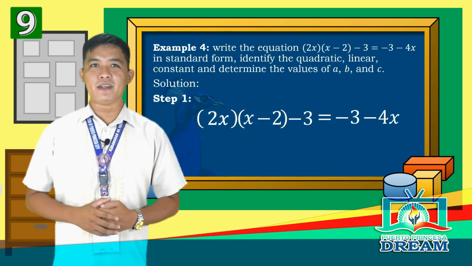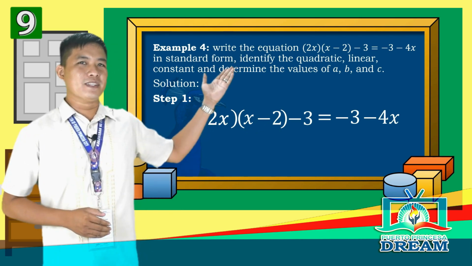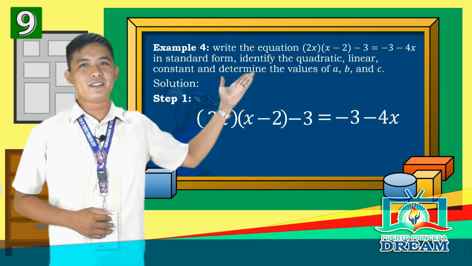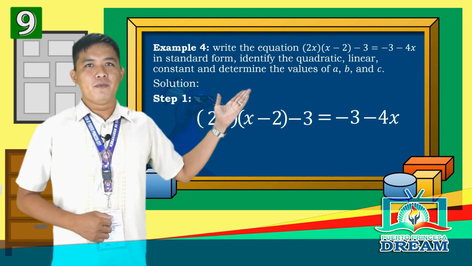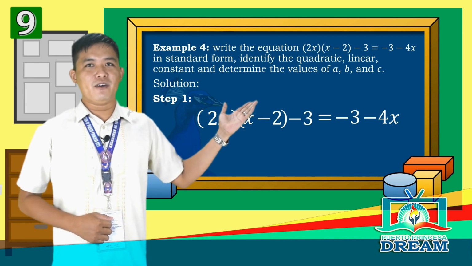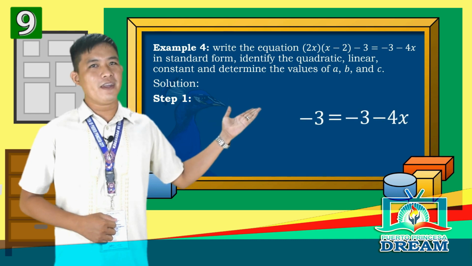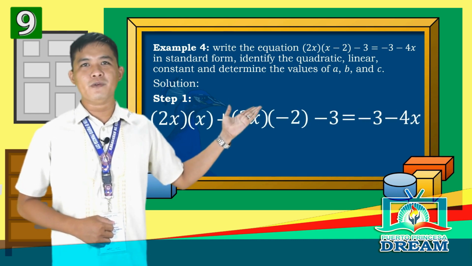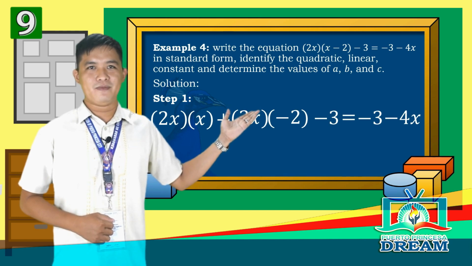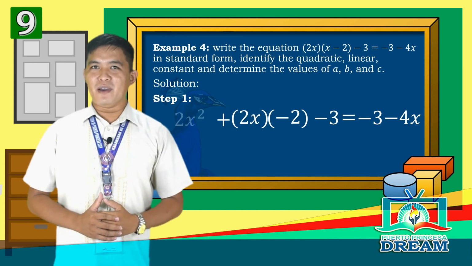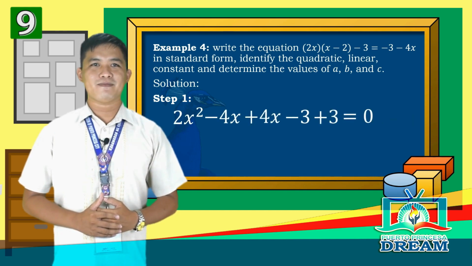Distribute 2x to the first and the second term of the binomial. 2x times the quantity x minus 2 minus 3 equal to negative 3 minus 4x. Multiplying 2x by the binomial x minus 2, that is 2x times x plus 2x times negative 2 minus 3 is equal to negative 3 minus 4x. 2x squared minus 4x minus 3 is equal to negative 3 minus 4x.